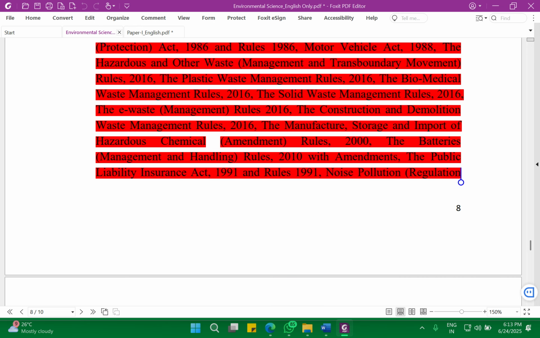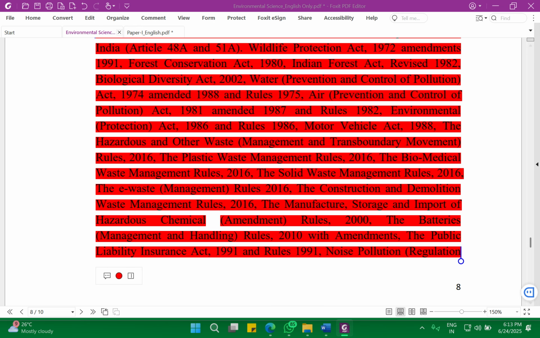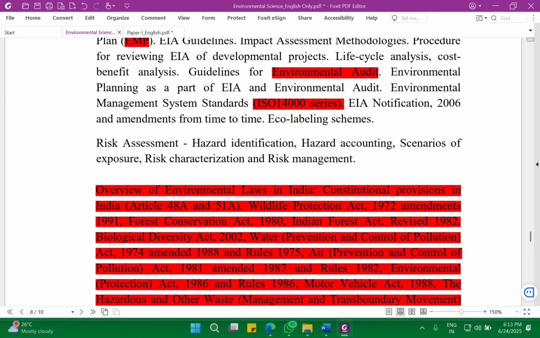The dates and years they may ask. For example, we have the Wildlife Protection Act in 1972 and amended in 1991. So those years you need to learn by heart.